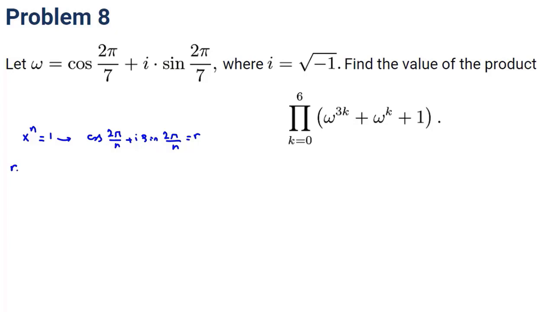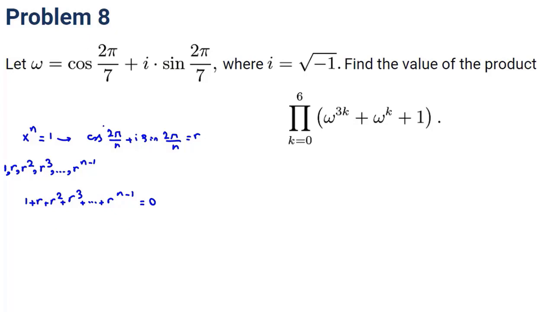Then the roots are r, r squared, r cubed, up to r to the n minus 1, where one of them is 1. Instead of r to the n, you can say 1. And the sum of the roots is what? You can say 1 plus r plus r squared plus r cubed plus up to r to the n minus 1, and it is equal to 0.